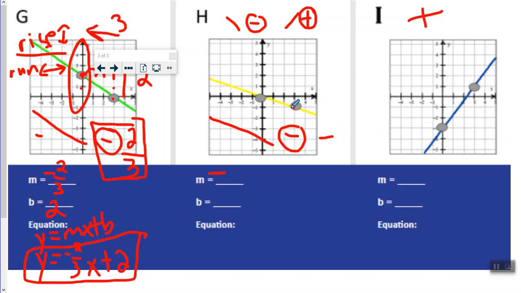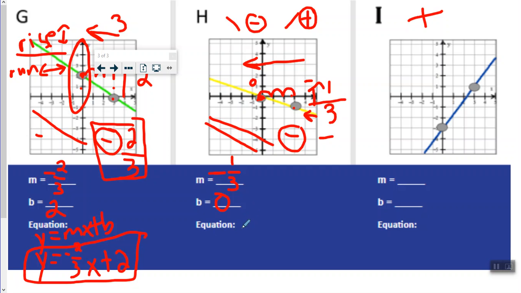Okay, let's start here and go here. How many spaces do we go up? 1. So I go up 1. And how many spaces do I go over to the left? 1, 2, 3. I went to the left 3 spaces. But remember, it has to be negative because my slope is negative. So negative 1 over 3. And what's my y-intercept? It's right here at 0, right? So my y-intercept is 0.